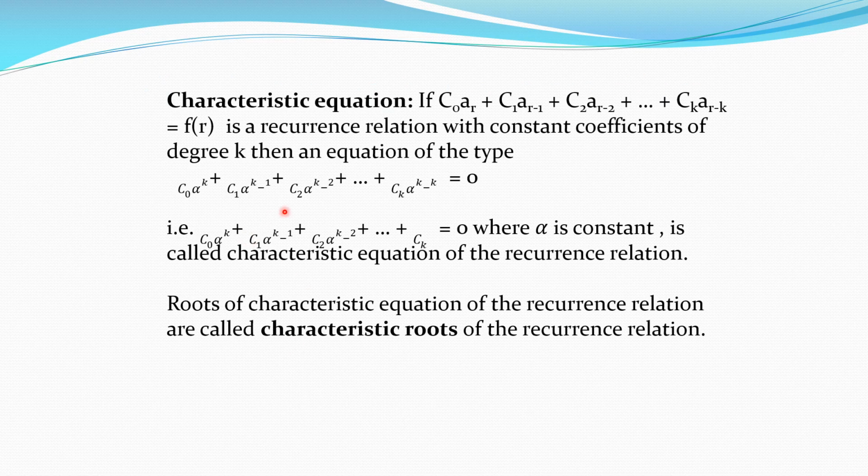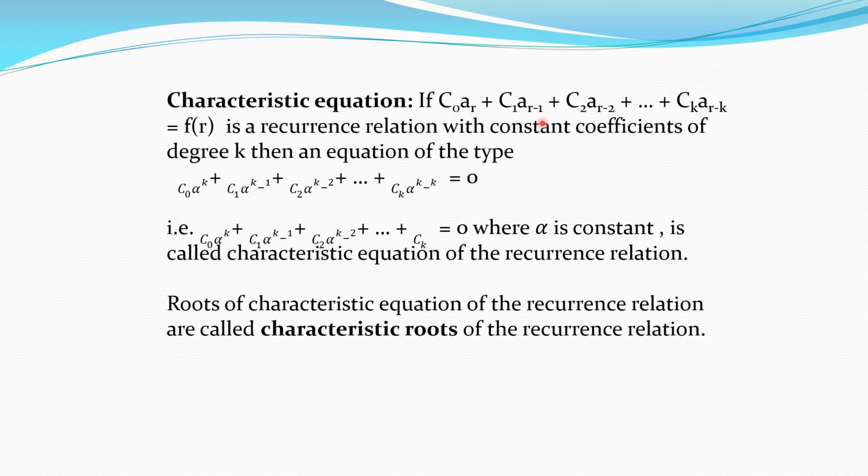Now next is the characteristic equation. If C0 a_r plus C1 a_(r-1) plus C2 a_(r-2) plus Ck a_(r-k) is equal to f(r) is a recurrence relation with constant coefficients of degree or order k, then an equation of the type, see how to write the equation from it, C0 alpha raised to k plus C1 alpha raised to k minus 1 plus C2 alpha raised to k minus 2 plus and so on, Ck equal to 0, where alpha is a constant, is called the characteristic equation of the recurrence relation.